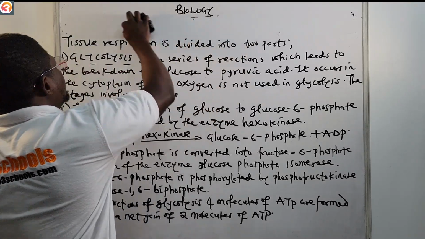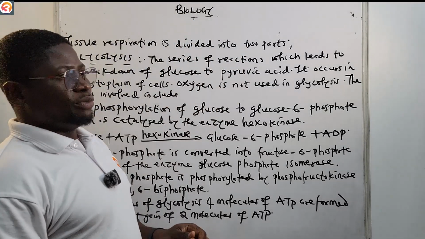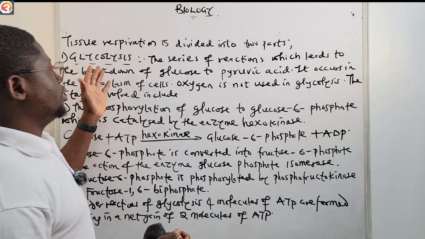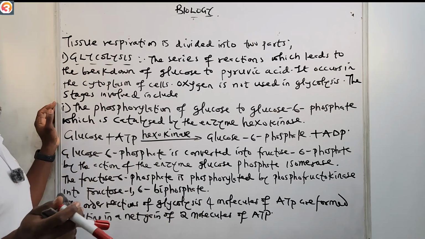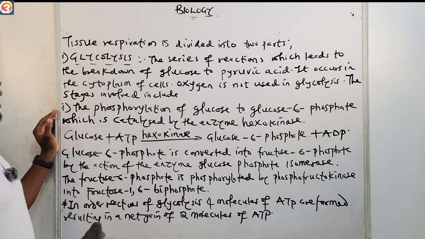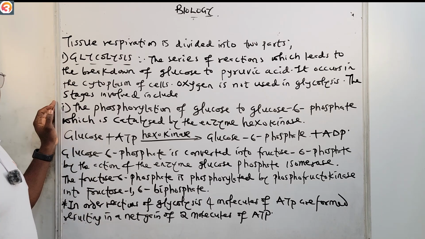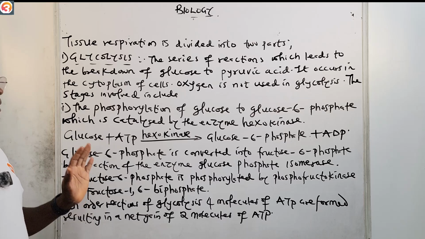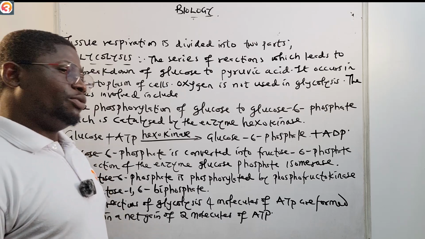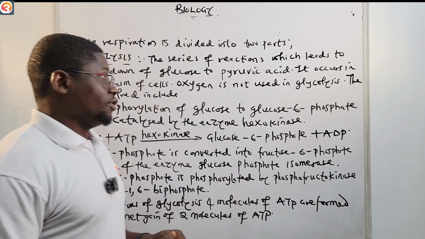Having known that, let us now move to tissue respiration. Tissue respiration is divided into 2 parts. Number 1 is glycolysis. We're going to look at glycolysis in this class. In the next class we'll look at the Krebs cycle. Please take note of that.